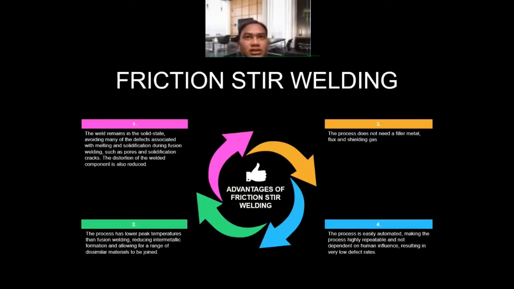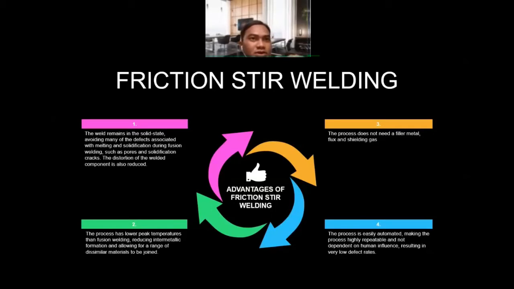For this slide is advantage of friction stir welding. First, the weld remains in the solid state, avoiding many of the defects associated with melting and solidification during fusion welding, such as pores and solidification cracks. The dissociation of the weld component is also reduced.